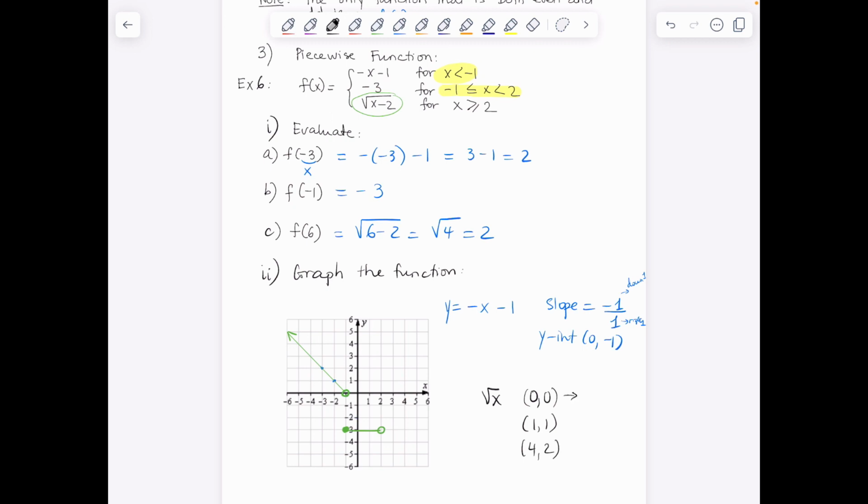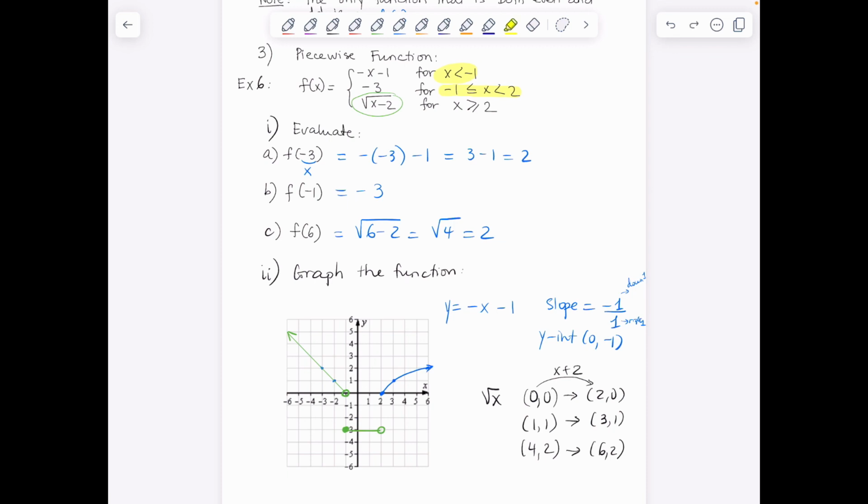So if you shift the function to the right 2 units, that means you are going to keep all the y values the same, but you will add 2 to all the x coordinates. So you'll end up with (2, 0), (3, 1), and (6, 2). So let's plot these points. So (2, 0), (3, 1), (6, 2). So the graph will look like this.